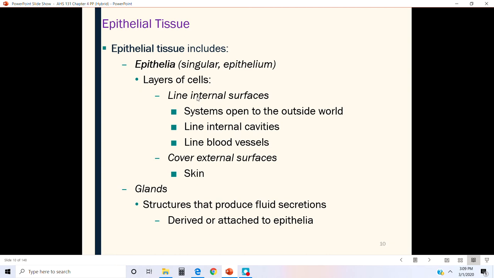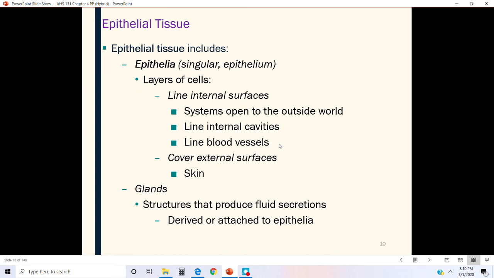What would that be? Respiratory system, digestive system, urinary system, reproductive system. All of these systems are open to the outside world. They're going to have epithelium lining, or epithelia lining, the entire system. They line our internal body cavities, things like the pleural cavities, the pericardial cavity, the peritoneal or the abdominopelvic cavity, all lined by epithelium. And then it also lines our blood vessels. You know, even if you want to add here, blood vessels and heart, they're kind of continuous. The blood vessels lead to the heart. That's all kind of continuous structures. That is all lined by epithelium.